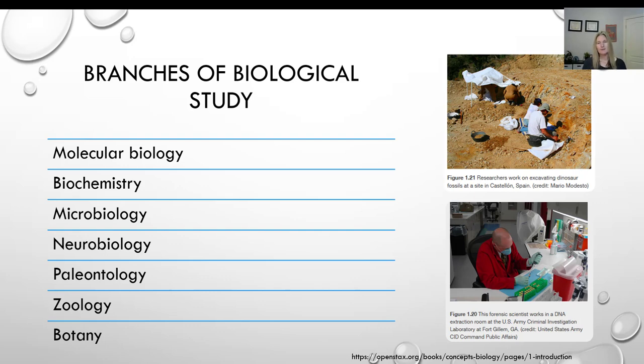And then we have the branches of biological study. So just like we have the levels of organization of biology, we have different levels of biology that we can study. Sometimes people get interested in looking at the macromolecules, the carbs, the lipids, the proteins, and looking at molecular biology. So that's a branch within biology that we can study.